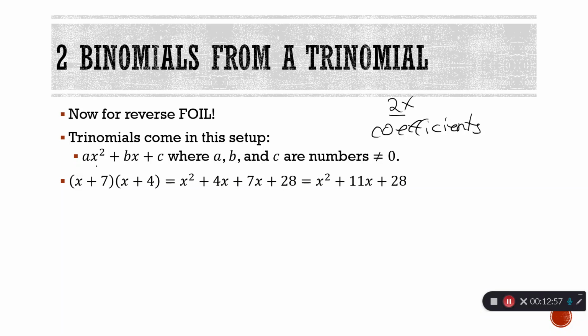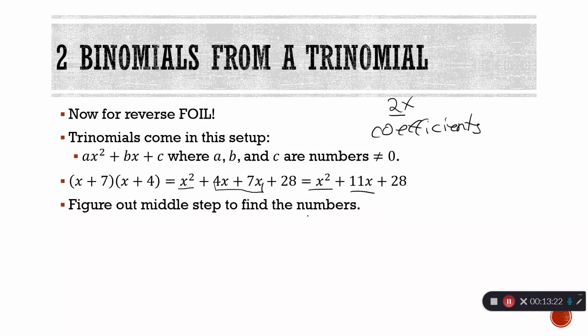So this is just an example of FOIL. We did x times x, get x squared, x times 4, 4x, 7 times x, get 7x, and 7 times 4 is 28. So do you see how our x squared goes right here? And then our 4x plus 7x becomes 11x, and our 28 moves over.